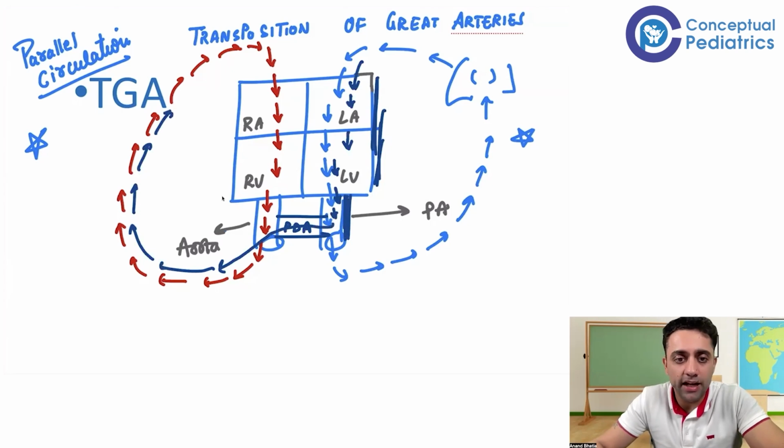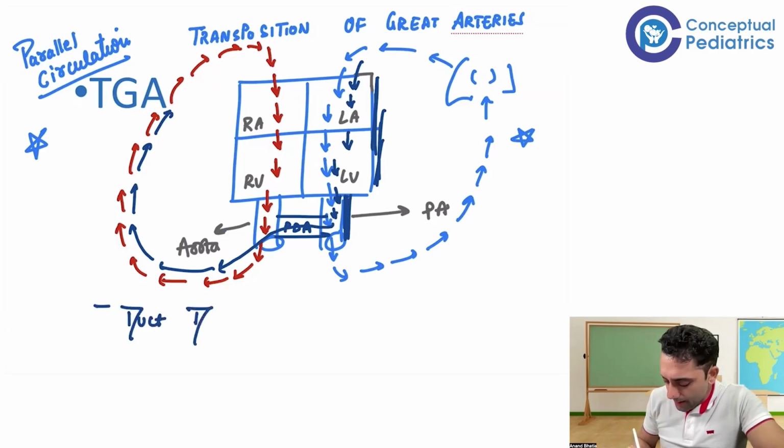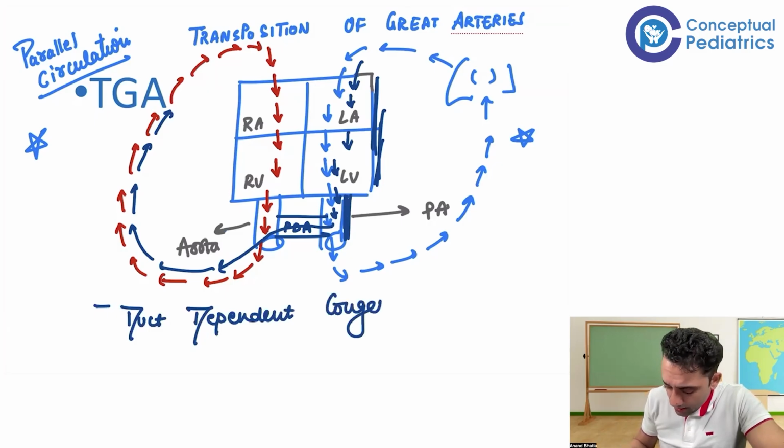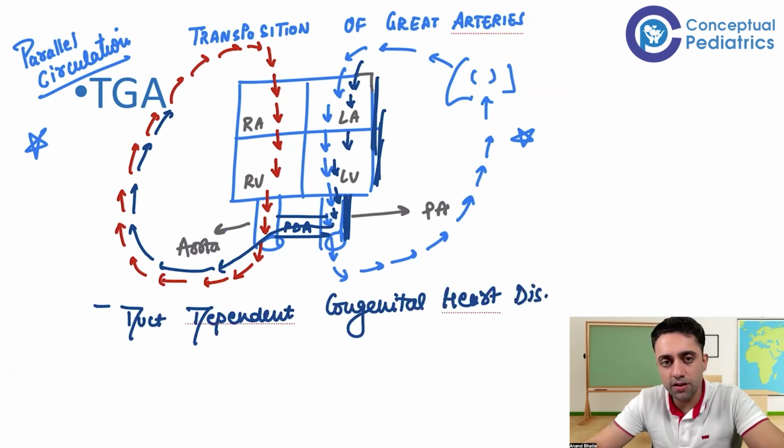So bottom line, all the purified blood which was there in the left side, with the help of the PDA, is shunting to the other side. This is very, very important, you must appreciate it for exam purposes. That is why TGA becomes something known as duct-dependent congenital heart disease.